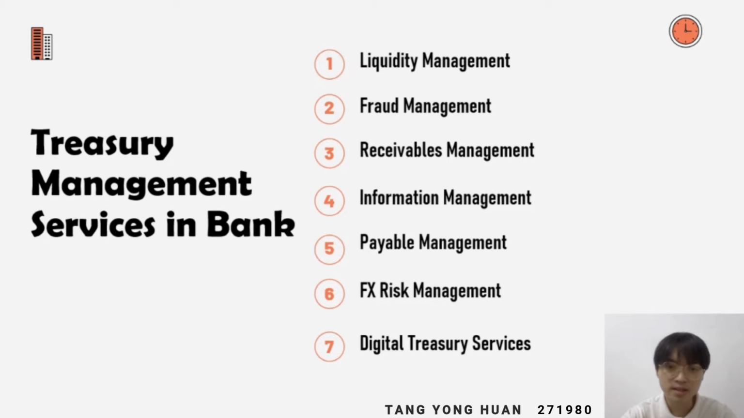The fourth is information management. Effective decision making requires having the right data on hand when needed. It's always crucial to have an accurate view of the company's financial position. The fifth is payables management. Businesses must also distribute funds, but it should be done both quickly and efficiently.